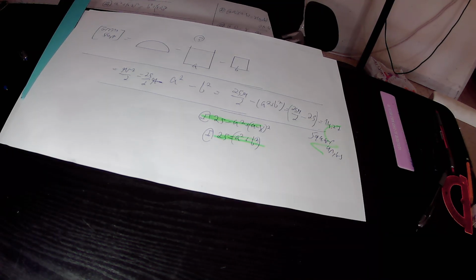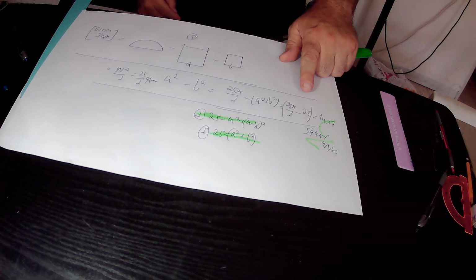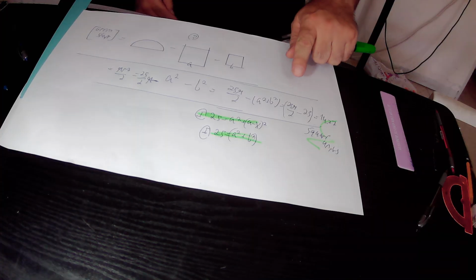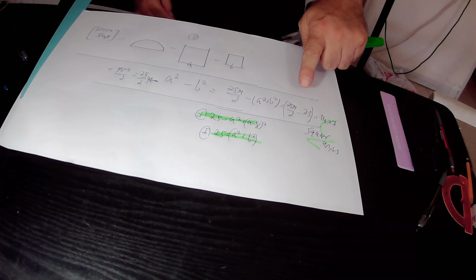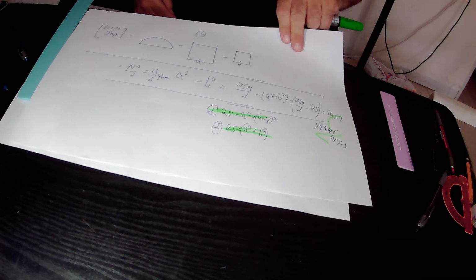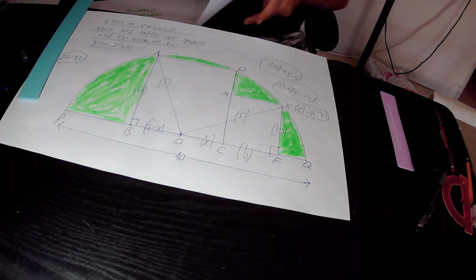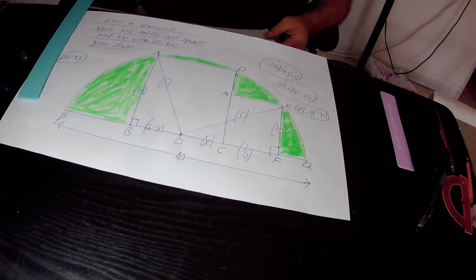So in total we found that the area of this green shape, that is the area that we are looking for in this question, is equal to 25 pi over 2 minus 25 square units. In terms of numbers, the value of this expression, 25 pi over 2 minus 25, is 14.27 square units. Okay, thank you very much.